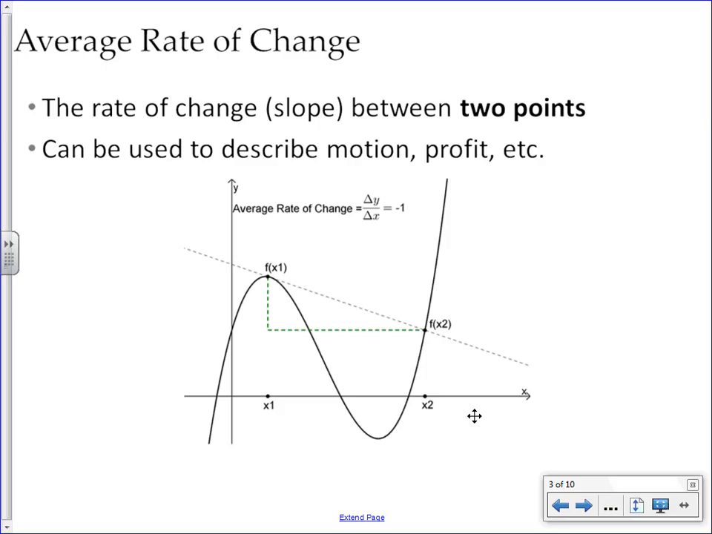Okay, we need to discuss the average rate of change versus instantaneous rate of change. Average rate of change is going to be the slope between 2 points. It's basically the slope of the secant line. So if I want the average rate of change between these 2 points, I can find the slope of that secant line, and that represents the average rate of change on an interval. It's just the slope between 2 points.